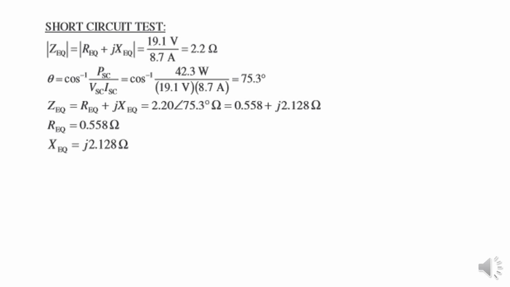So P short circuit is equal to 42.3 watts, VSC is equal to 19.1 volts, and ISC is equal to 8.7 amperes. When we substitute these and take the cos inverse, the angle we get is 75.3. Therefore ZEQ, that is REQ plus jXEQ, is equal to 2.2 angle 75.3.